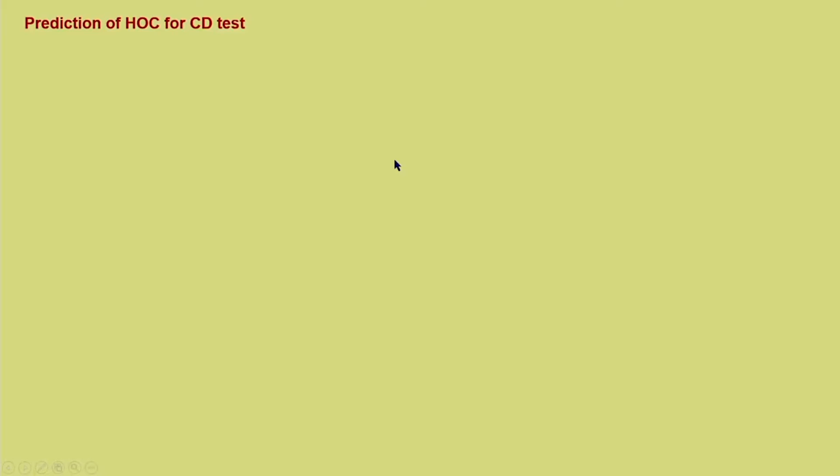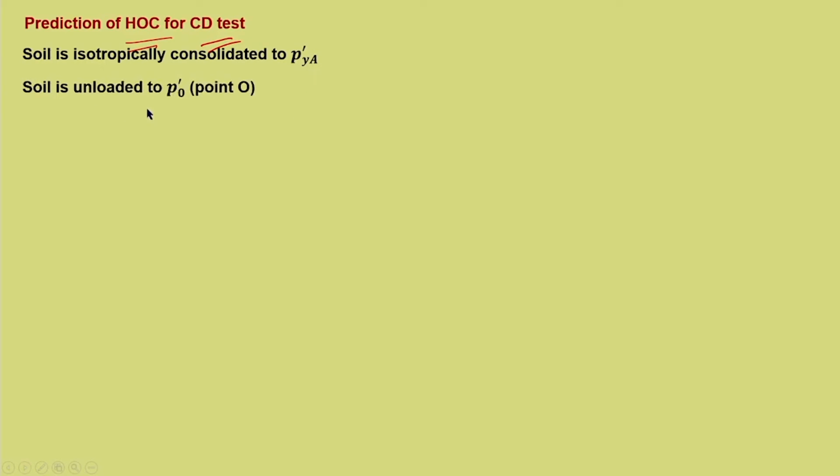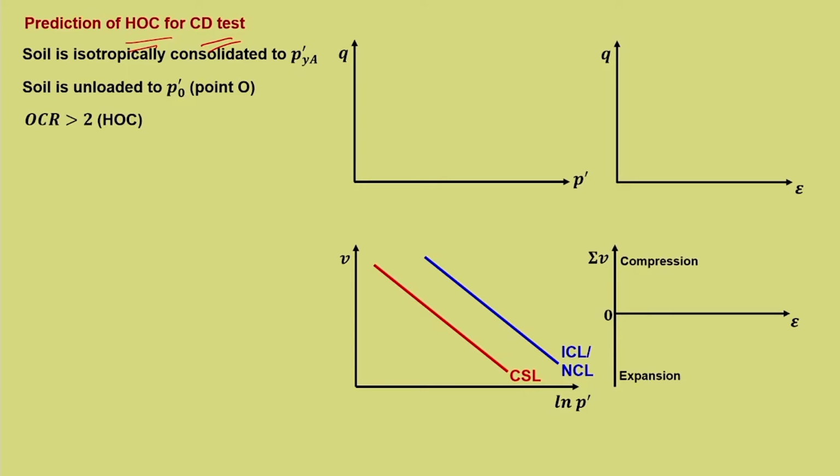So, now let us see prediction of HOC for CD test. Soil is isotropically consolidated to P dash Ya and it is unloaded to P naught dash. The same procedure, but now the unloading is a bit more, so that the HOC state emerges and OCR is greater than 2. So, that we already know. Again, the repetition of the same. Now, the only thing is here it is volume change and we need to consider both compression and expansion, because we expect dilation to happen in heavily overconsolidated soil.